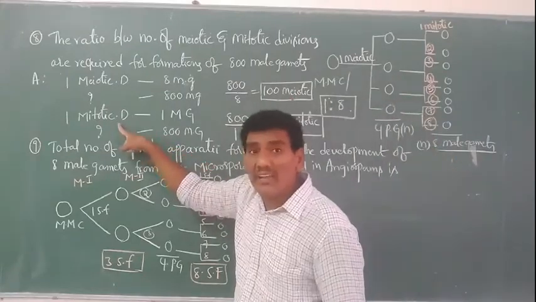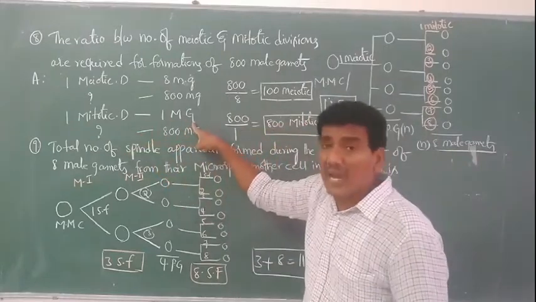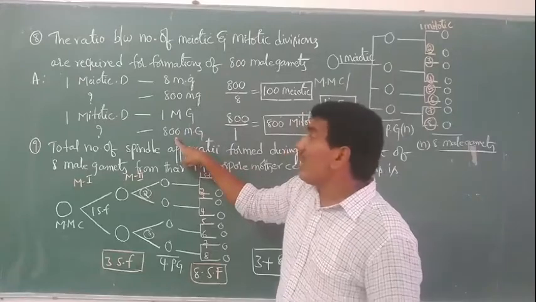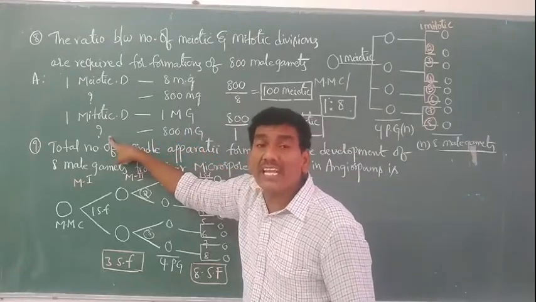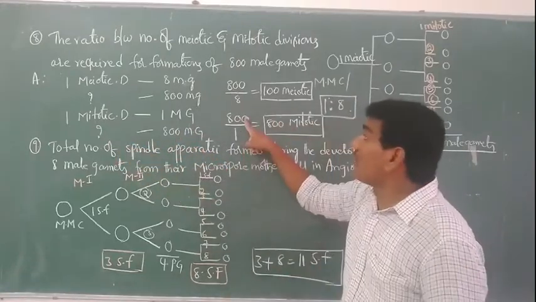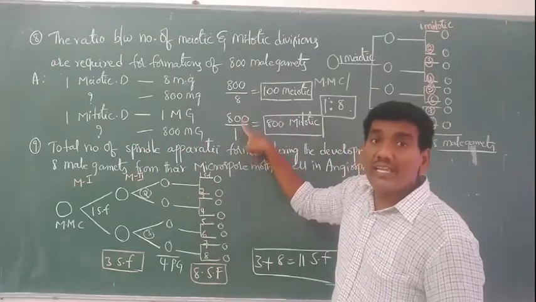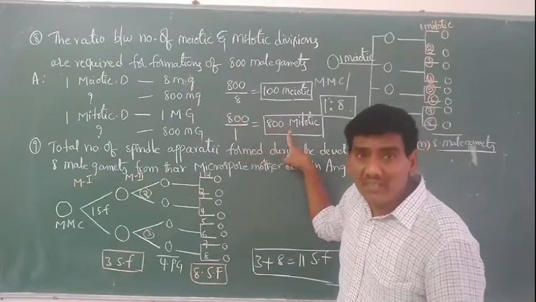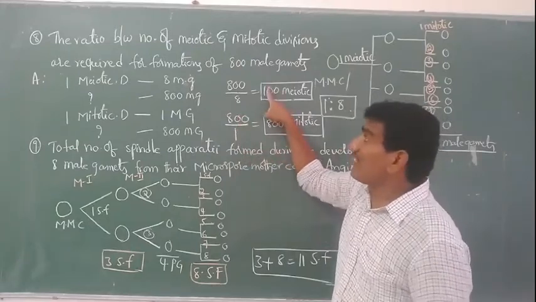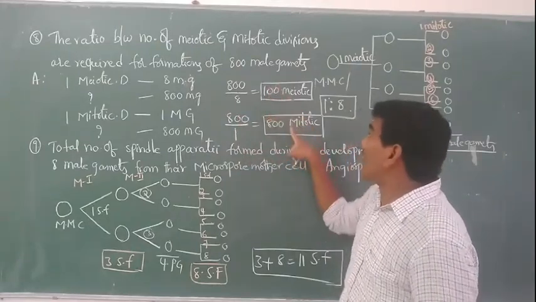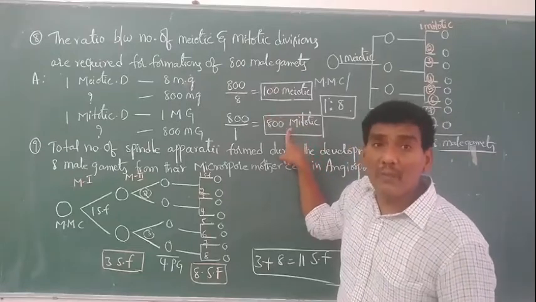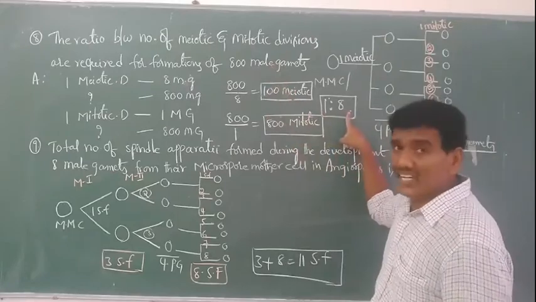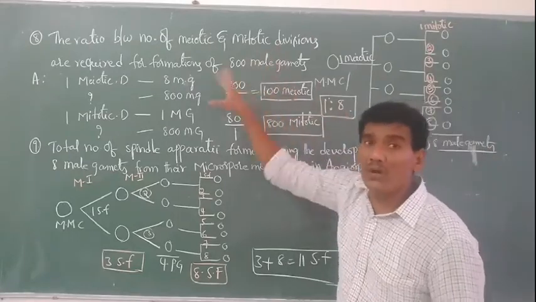1 mitotic division gives 1 male gamete. For the formation of 800 male gametes, how many mitotic divisions are required? 800 by 1, 800 mitotic divisions. The ratio between meiotic and mitotic divisions for the formation of 800 male gametes is 1:8. This is the 8th problem.